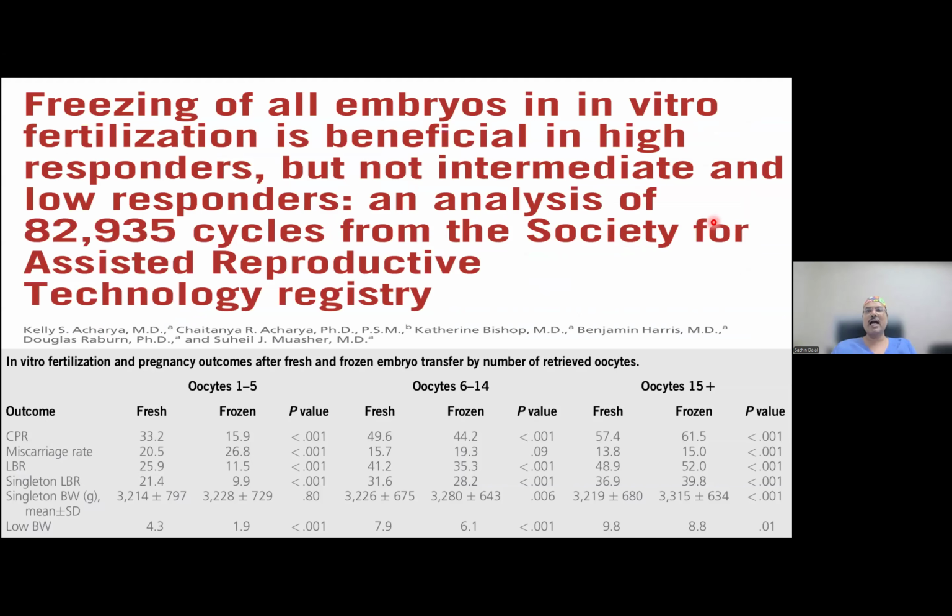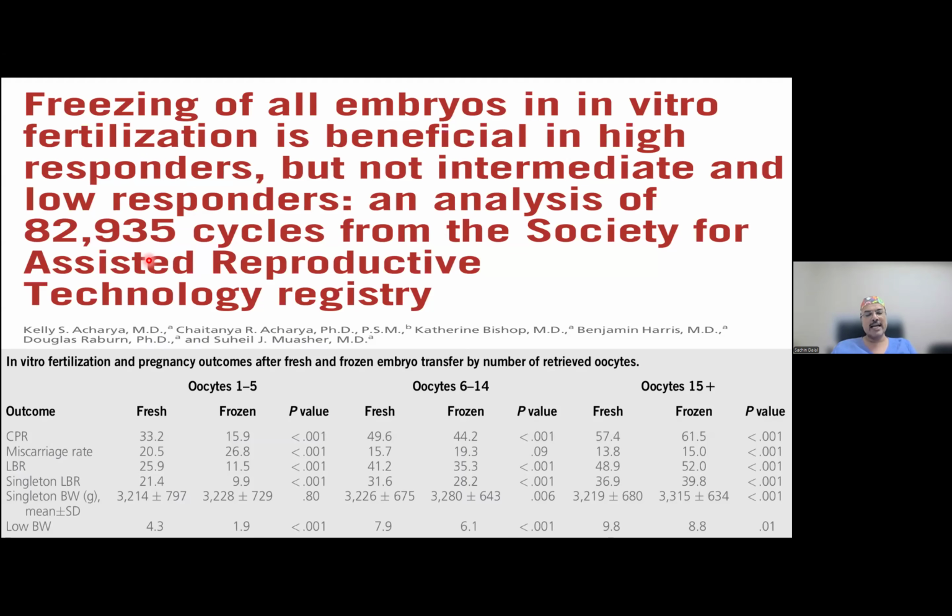But what I would like everybody to do is read this paper. This is an excellent paper published in 2018. It is data of 82,900, almost 83,000 cycles. It is the SART data. And what this data says is that freezing of embryos in IVF cycles is beneficial only for high responders, but not for intermediate or low responders. And mind you, this is an analysis of almost 83,000 cycles.